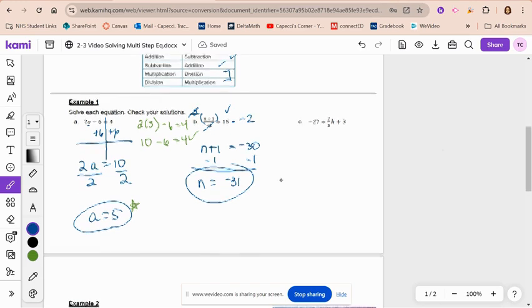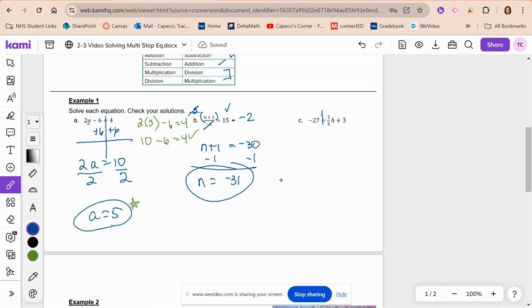Okay, the last one I'm going to do is letter C. So again, here's my wall. That h, I know that has a fraction, which makes us nervous, but we'll deal with that in just a minute. I just have to get rid of this +3, so I'm going to do the opposite operation. I'm going to subtract. So I get -30 is equal to 2 over 5 h.